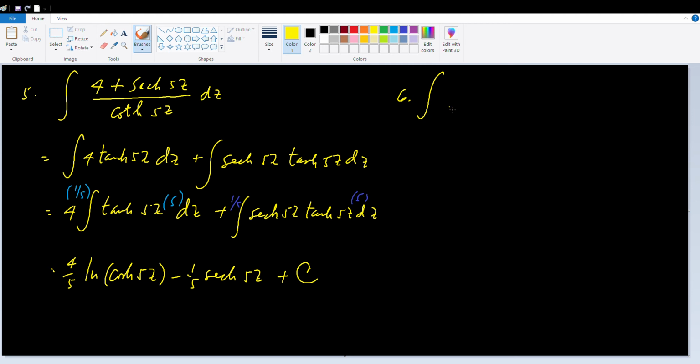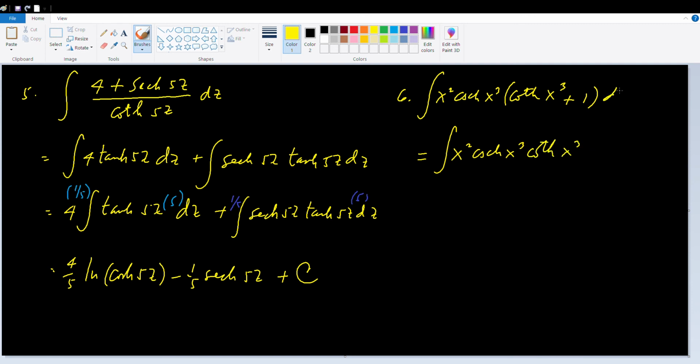We take on another one. Say we have x squared times hyperbolic cosecant x cubed times the quantity hyperbolic cotangent x cubed plus 1. We shall now distribute x squared hyperbolic cosecant x cubed. So that is x squared hyperbolic cosecant x cubed hyperbolic cotangent x cubed dx, plus x squared hyperbolic cosecant x cubed dx.